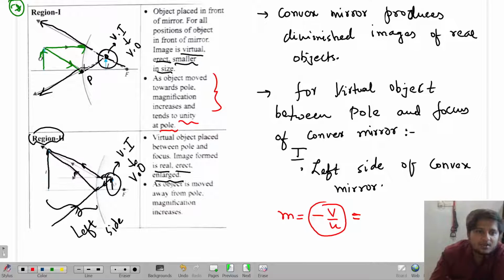Yeah, it can't be enlarged further than the object. Means at the pole, if I fix the object at the pole, the image will also be formed at the pole or not? Tell me. So what is going to happen? The height of the image will be similar to the height of the object or not? Tell me what is happening.